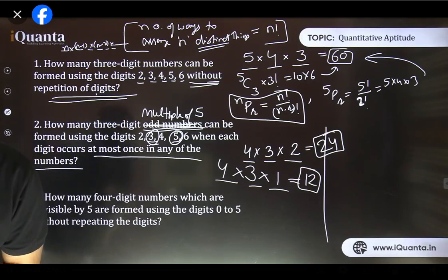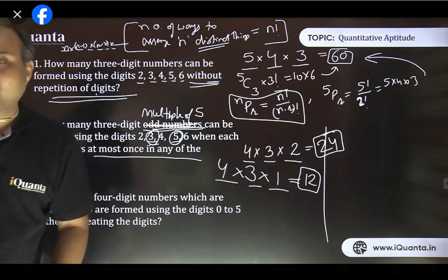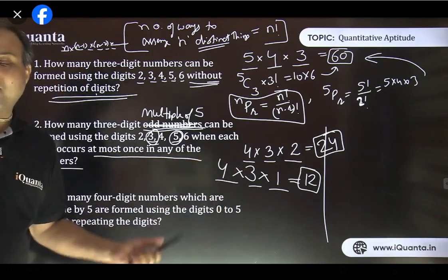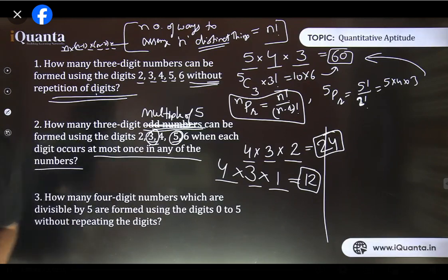Radha is asking, sir, in the second question, how 4 in the first place? Arey Baba, when we have filled 1 digit here, we are left with 4 digits. So we are having 2 places. One place can be filled in 4 ways, another in 3 ways. That's how. Okay.